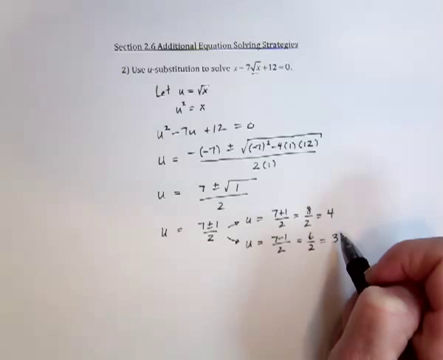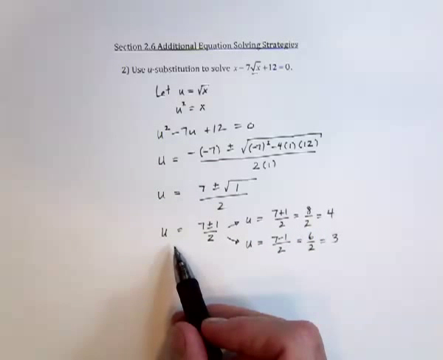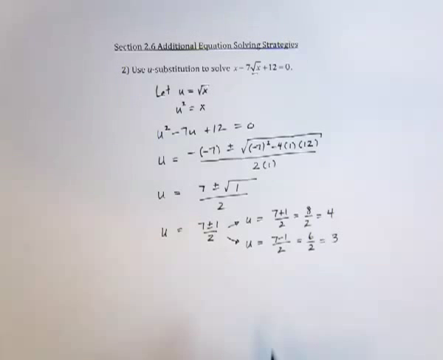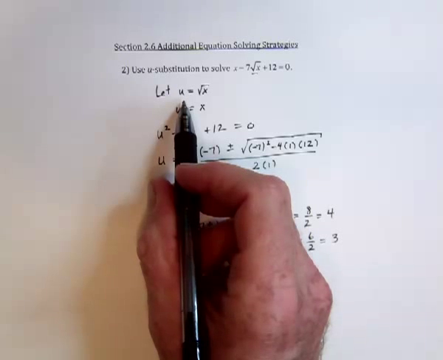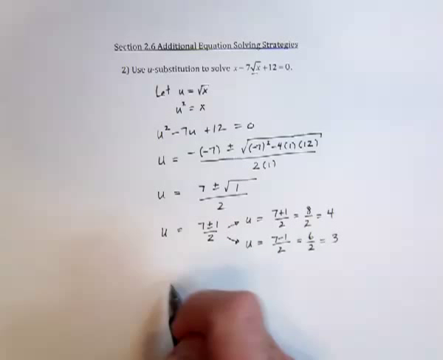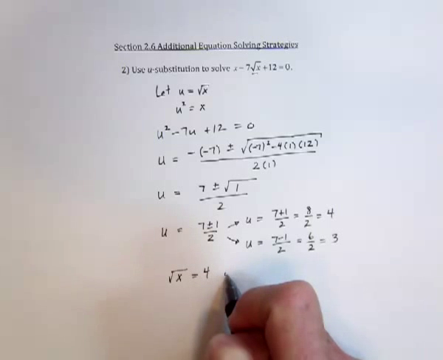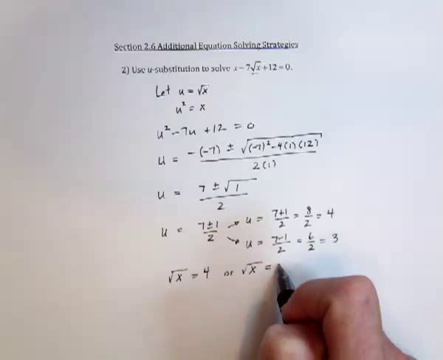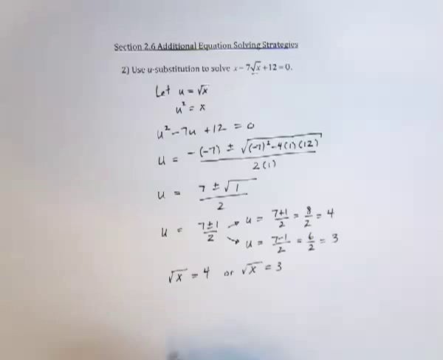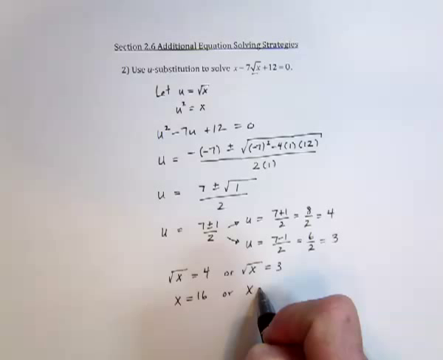But we're not done yet, because all of this has been for what u is equal to, and the question asks solve for x. So we then need to replace that u is equal to the square root of x. So we've got the square root of x is equal to the answer we got for u, which is 4, or the square root of x is equal to the other value we got, 3. Now to solve for x, square both sides. x is equal to 16, or x is equal to 9.